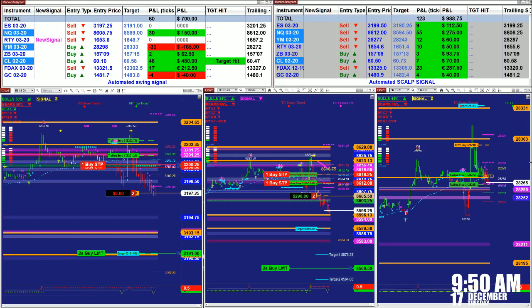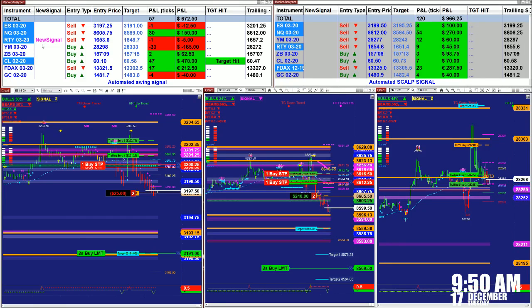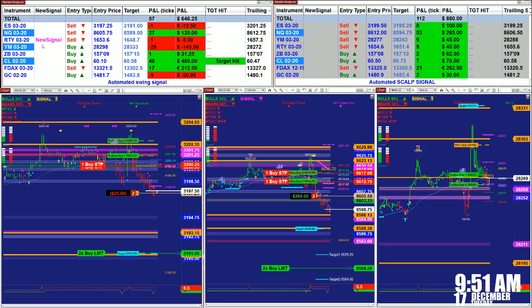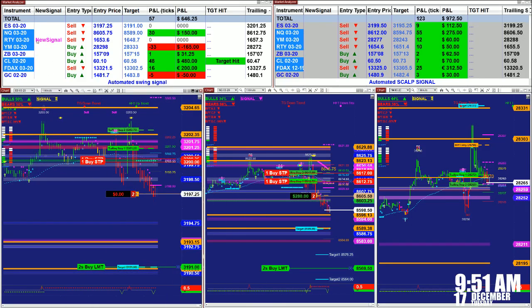Right now we have the Russell new signal. For the new ones, these are four different automated ATM strategies, fully automated. And then we have the swing trading on the blue charts. You can follow the signals as you see here.